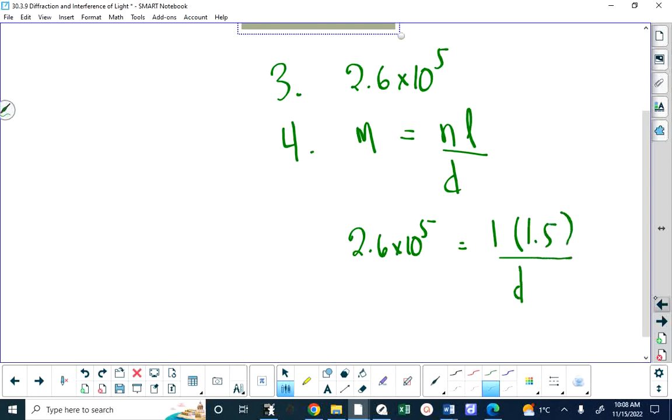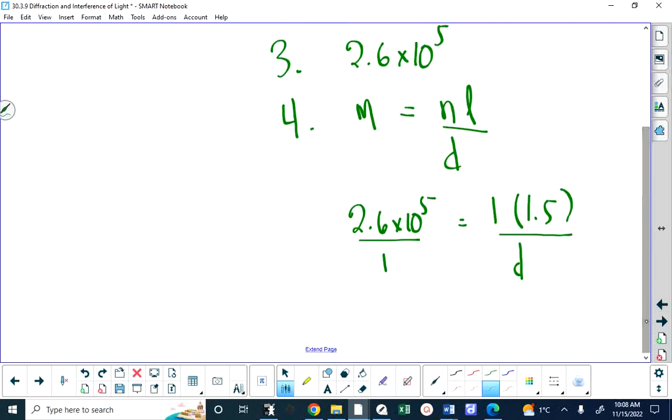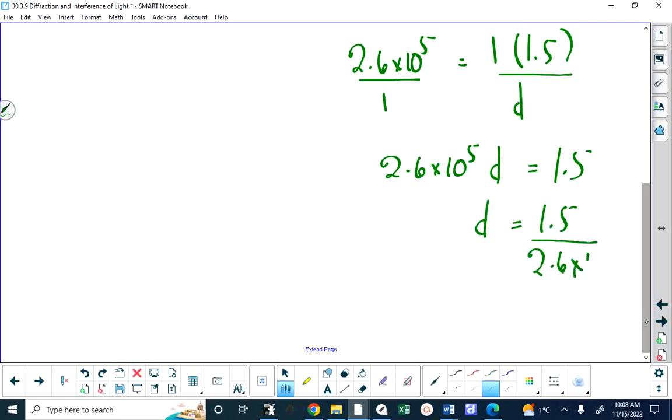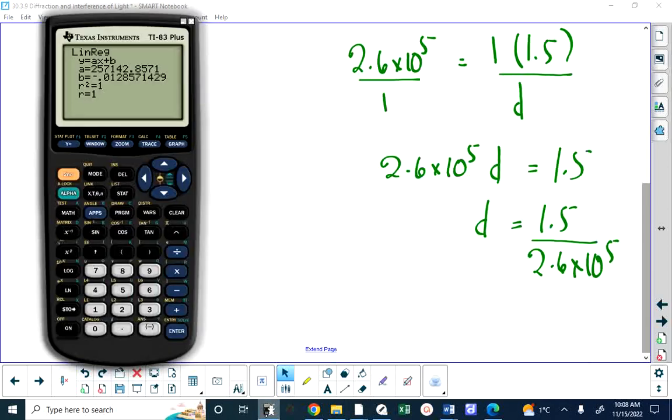And then we want to find D. So you're going to cross multiply here and get 2.6 times 10 to the 5 times D equals 1.5. So D will be 1.5 divided by the 2.6 times 10 to the 5. If you want to use all of your decimals, you could type it in. You could go 1.5 divided by 257,143 would be good enough. So you get 5.8 times 10 to the negative 6 meters.